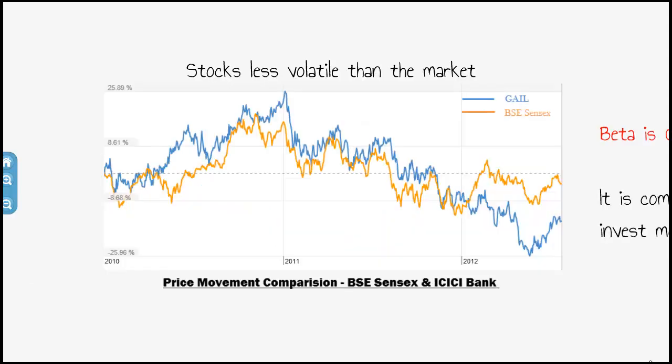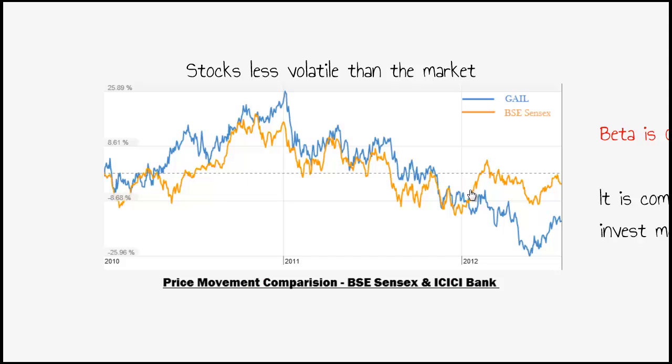Now let us have a look at this. Here we are comparing GAIL or Gas Authority of India Limited and BSE Sensex. We find that the two most of the time run parallelly to each other. In fact, there are few movements of deviation as well. For example, if you look at this place, GAIL is going up whereas market is going down.